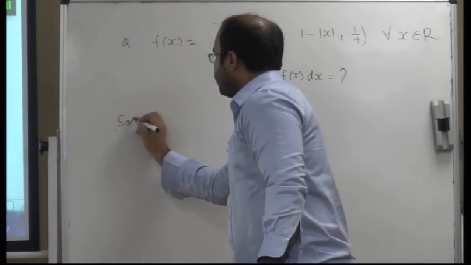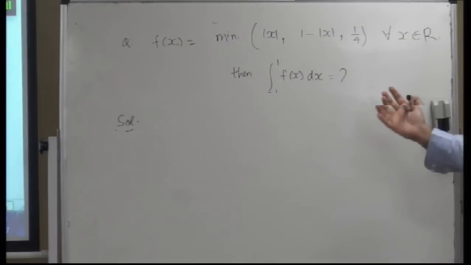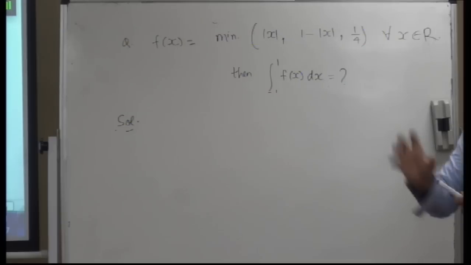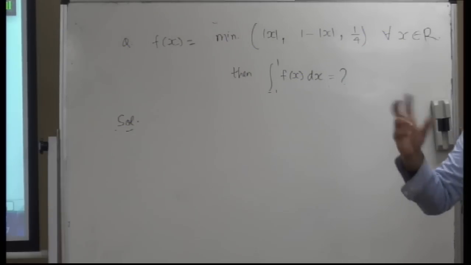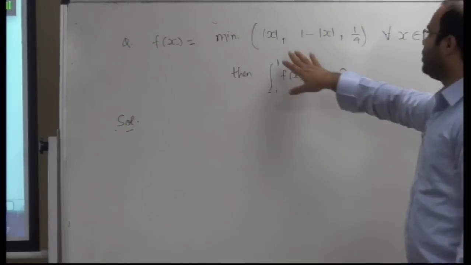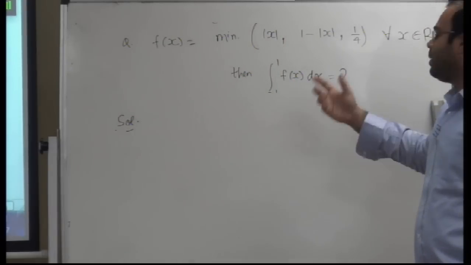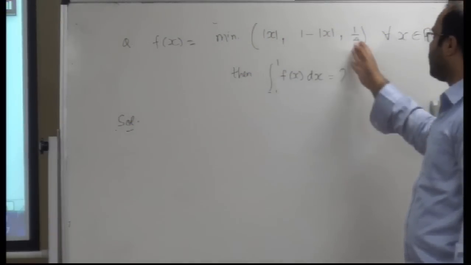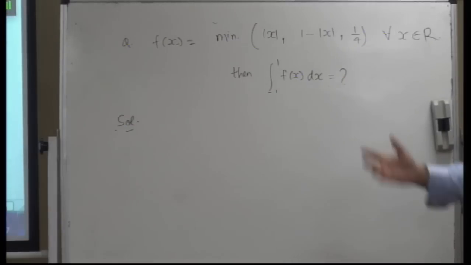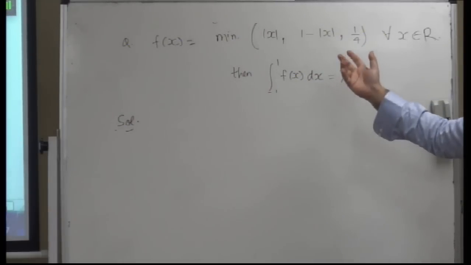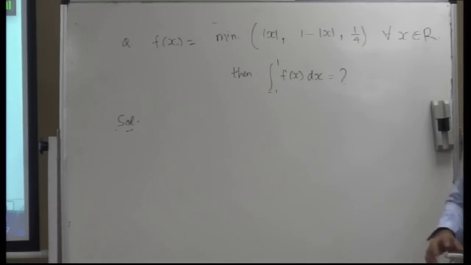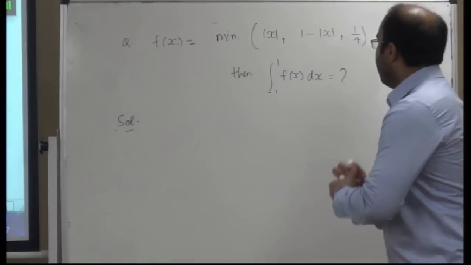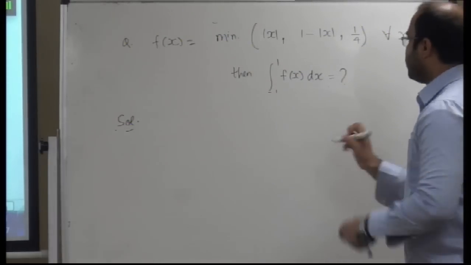First of all, for the integral from minus 1 to 1 of f(x) dx, the function is not a simple single-definition function. This may change depending upon the interval, because in some intervals mod x may have a lesser value than 1 minus mod x, and sometimes 1 by 4 may have a lesser value. So you don't know which value is lesser, so we have to simply draw the graph right now. Let us draw the graph for all the three functions.